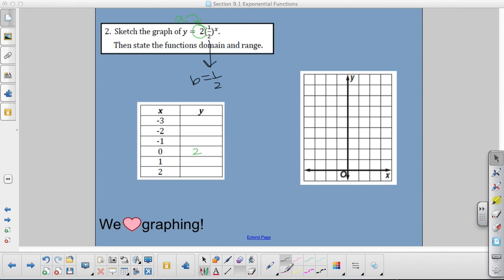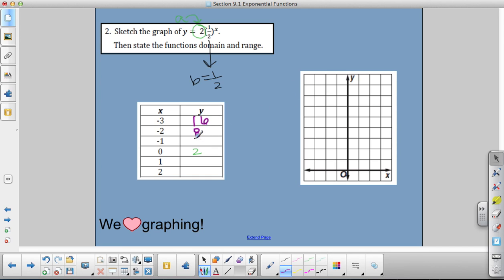So when I plug in negative 3, we get out 16, then we got 8, then we got 4, and I should check, did I get 2? Yes, I did. Then I would get 1, then I would get 0.5. So notice every time it was cut in half, so this is halving, okay, or halves.